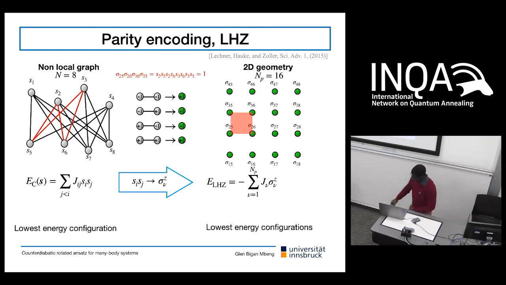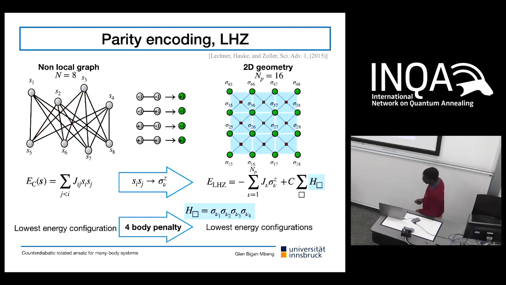And this constraint can be imposed by adding 4-body constraints to the Hamiltonian, and once this is done, we get a mapping such that the final Hamiltonian low energy configuration corresponds with the initial one, as long as the constraint strength is sufficiently large. And we also get that the whole problem encoding is in local fields.